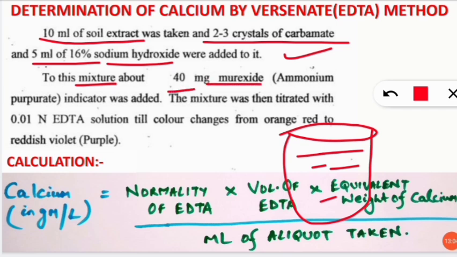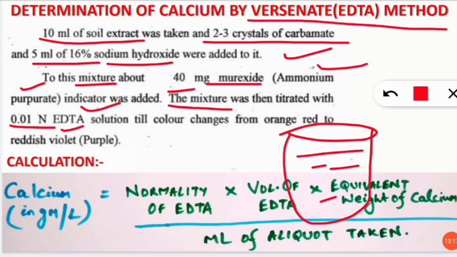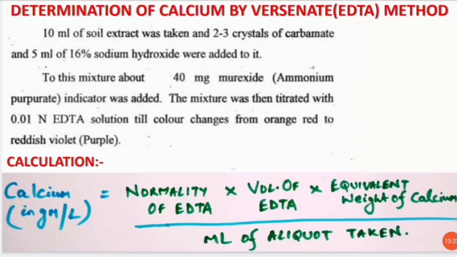What is murexide? Murexide, ammonium purpurate, is the indicator that will be added. Then the mixture will be titrated with 0.01 normality of EDTA. This method is known as the Versenate EDTA method of estimation. EDTA means, you should note down, ethylene diamine tetraacetic acid, which is used in the titration method. In the titration, the color will change from orange red to reddish violet, that is purple color. So you should note down what the color change is for the murexide indicator added.